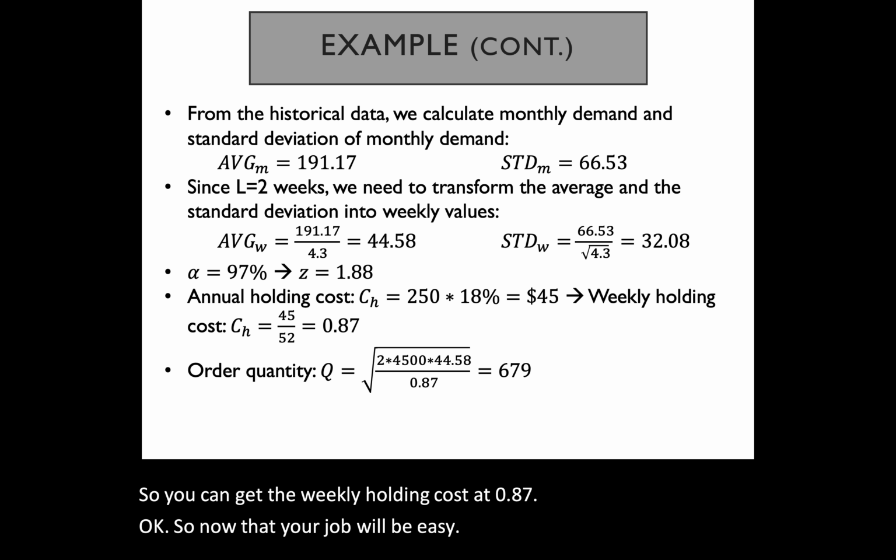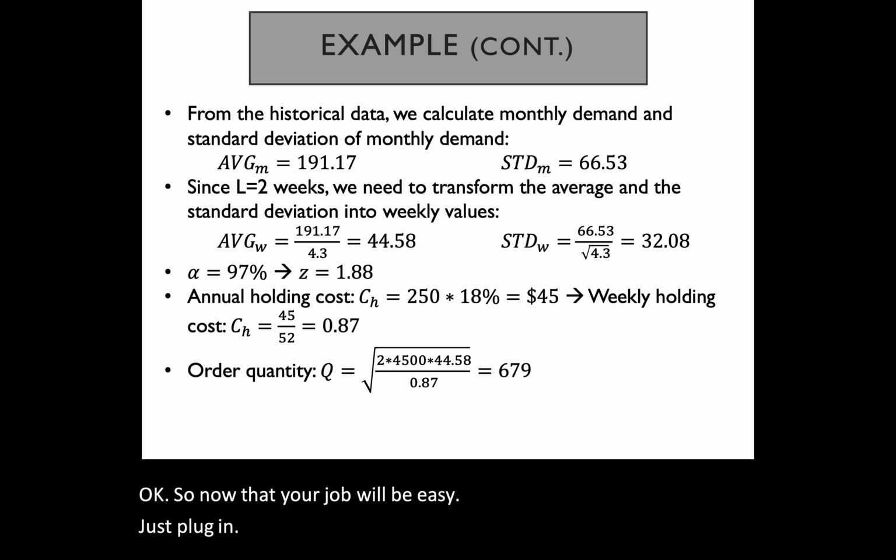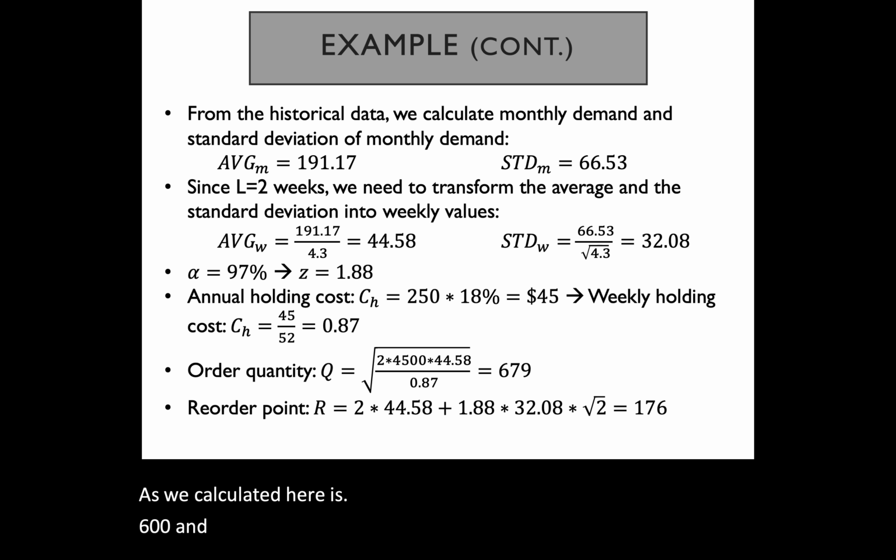Okay, so now your job will be easy. Just plug in. The order quantity, as we calculated here, is 679. And the reorder point will be around 176.